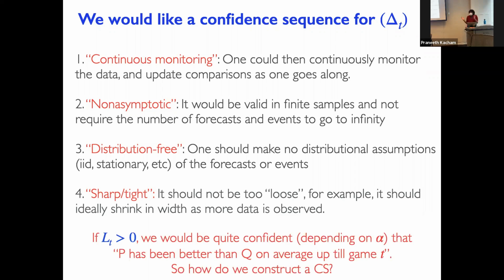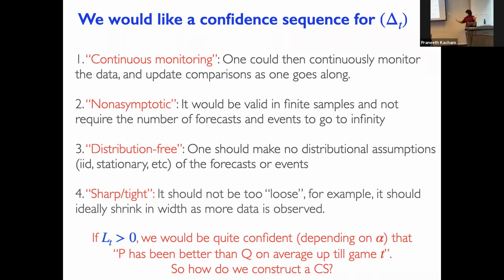So what we're going to shift, like earlier we said, if delta t is greater than 0, we would like to proclaim one as better than the other, but we don't know delta t, we don't have access to it. Instead, we're going to construct a confidence sequence, LT and UT, based on the data. And then what we can say is, if the lower bound is above 0, then we can confidently proclaim. How confident depends on the level alpha you choose. Think of alpha as 1% or something of that kind. And then we would be able to confidently proclaim that P has actually been better than Q on average up till game T.